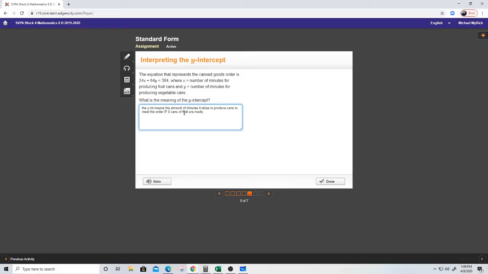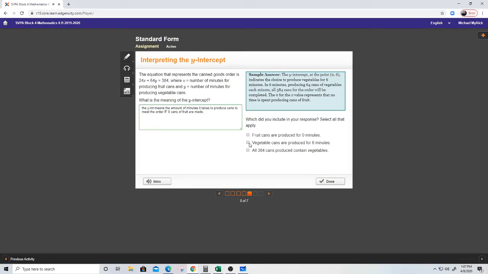Why do I feel like I'm wrong here? 384 cans. 64 minutes per can. That doesn't make any sense. Yes. Vegetable cans are produced. Oh, yes. Okay, we stumbled into that one. We got lucky on that one.